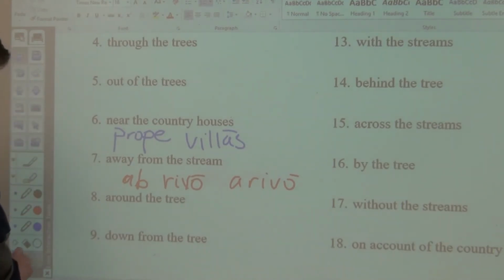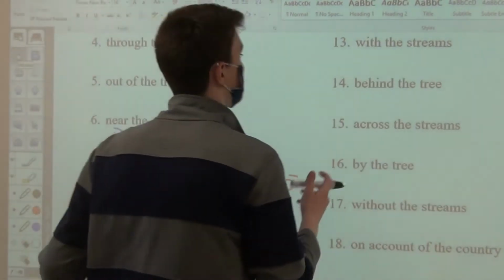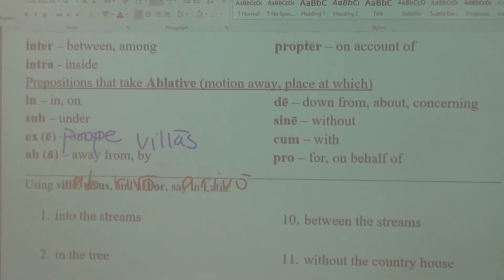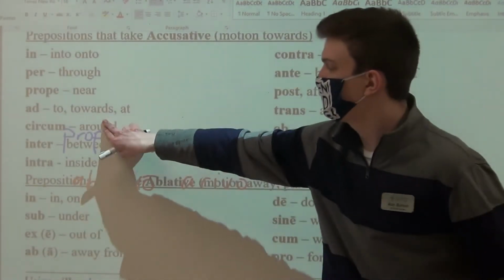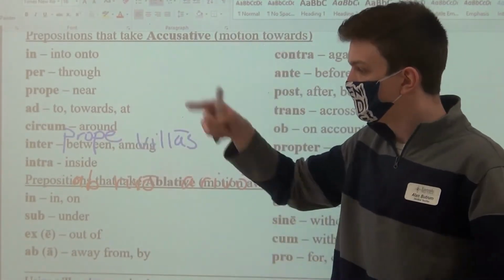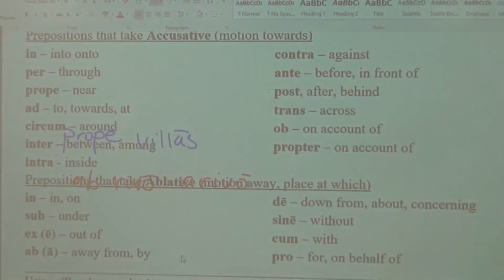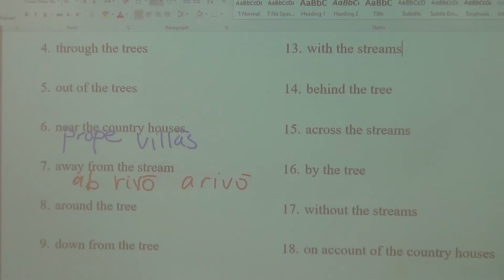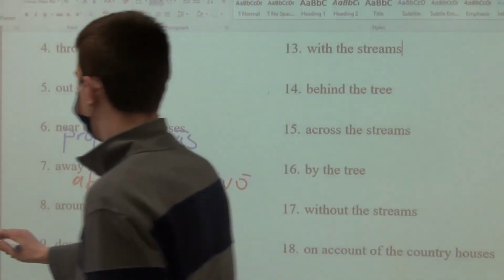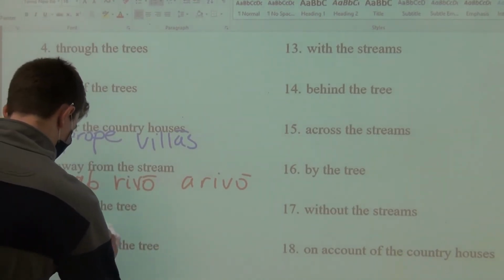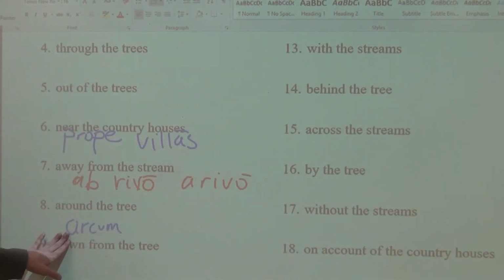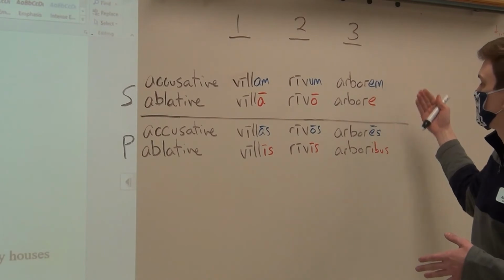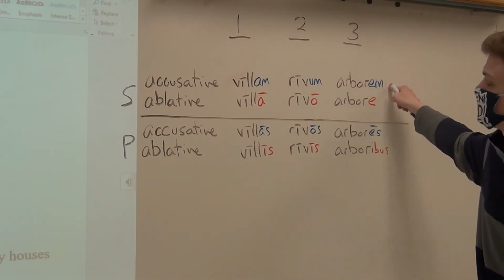Number 8. Here, I'm just gonna go ahead and no, I'm gonna do it. Okay, number 8. Around the tree. Find what around means. Kirkum, like circumference, around like the circle. You take the circumference by adding. And so, going around the circle, kirkum around, so around the tree, it takes the accusative. And then you come over here, and we know it's either singular or plural, and we know tree is singular, so it'll be arborem.